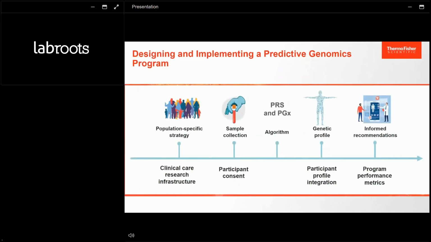When you're thinking about implementing a predictive genomics program, there are a couple of steps that we would recommend for you. First of all, you want to make sure that you have a population-specific strategy and you have access to samples through a clinical care research infrastructure. Again, the Taiwan Precision Medicine Initiative and the UK Biobank have access to state-run healthcare institutes, and this sort of thing is very helpful in being able to uniformly collect and manage information.